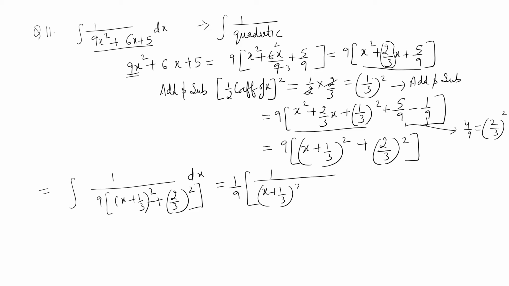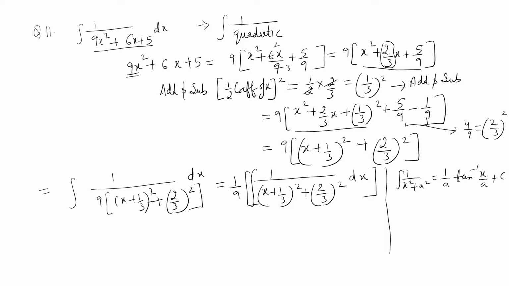If I observe it carefully, it is of the form integral of 1 upon x square plus a square. So we clearly know what the formula was: integral 1 upon x square plus a square was 1 upon a tan inverse x upon a plus c. So who is in place of x? It is x plus 1 by 3. And who is in place of a? It is 2 by 3.